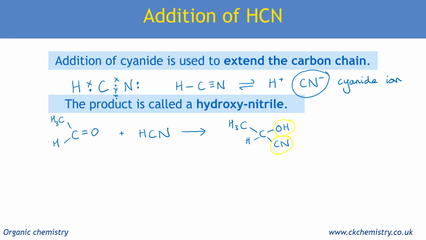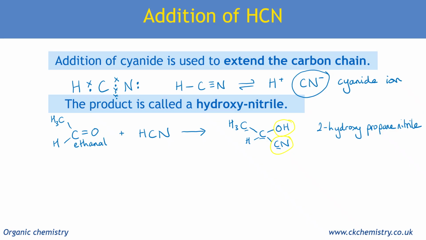Also, this starts as ethanol, with 2 carbons, and it ends as, let's name it, 2-hydroxypropanenitrile, because it has 3 carbons. The carbon with the double bond O now becomes carbon number 2 because I've just added another carbon onto it.